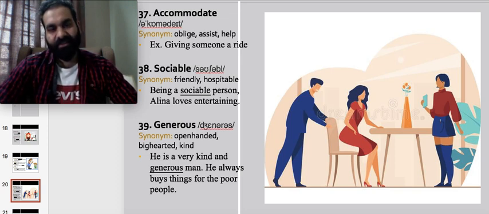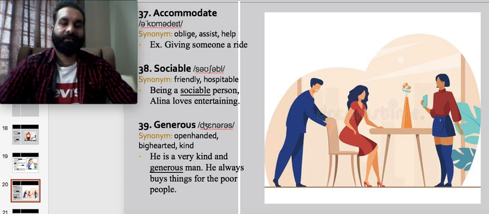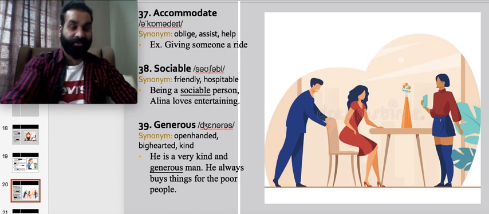The next word is generous. Generous. The synonym is open-handed, big-hearted, and kind. He's a very kind and generous man. He always buys things for the poor people. Generous.